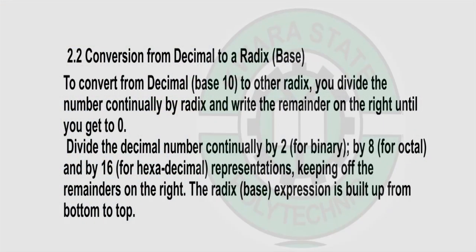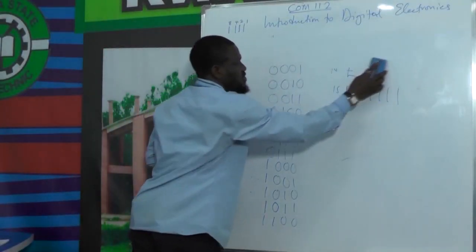Conversion from decimal to radix. To convert from decimal, that is base 10, to other radix, you divide the number continually by radix and write the remainder on the right until you get to zero. Divide the decimal number continually by 2 for binary, by 8 for octal, and by 16 for hexadecimal representations. Keeping off the remainders on the right, the radix, that is the base expression, is built up from bottom to up.